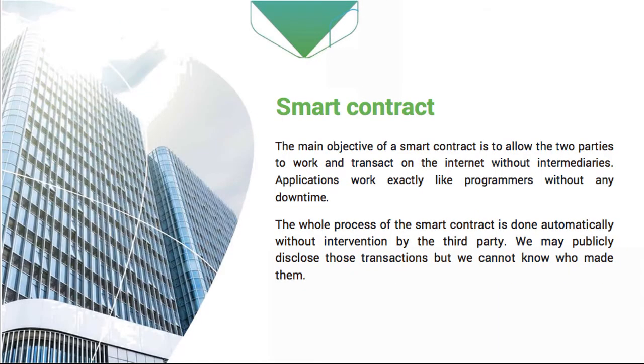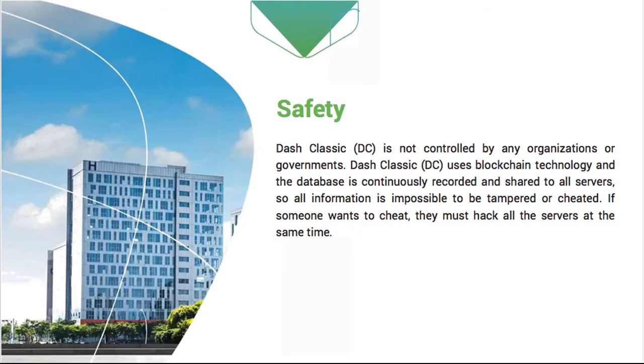Smart contract. The main objective of a smart contract is to allow two parties to work and transact on the internet without intermediaries. Applications work exactly like programmed, without any downtime. The whole process of the smart contract is done automatically without intervention by a third party. We may publicly disclose those transactions, but we cannot know who made them.